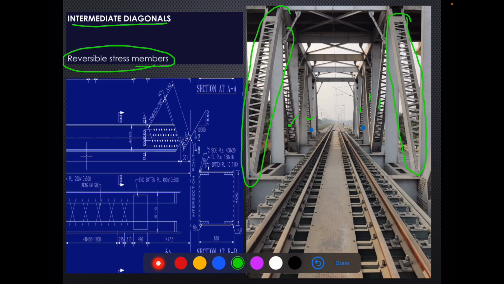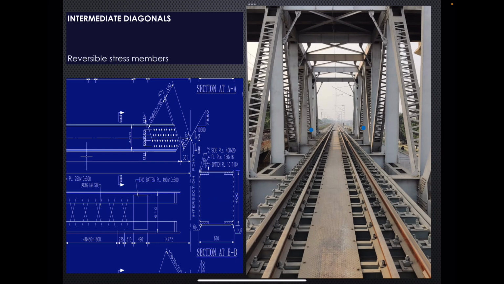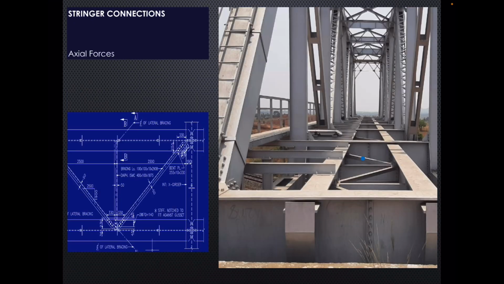They are also a set of two C sections connected with the help of lacings. So lacings are used to connect these two members to form intermediate diagonals, and at the end they are connected with a batten plate, which is called end batten. So this is how our intermediate diagonal is formed.